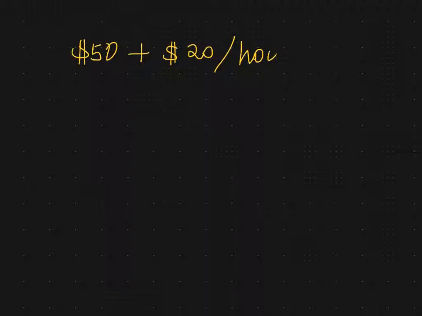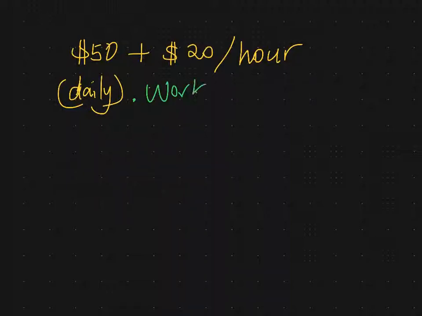Okay, now I'd like you to have a go at a problem and make sure you bring this answer to class. Let's say you get paid $50 plus $20 per hour, and you get paid this on a daily basis. I want you to tell me, if you were to work 6 hours in a day, how much would you get paid?